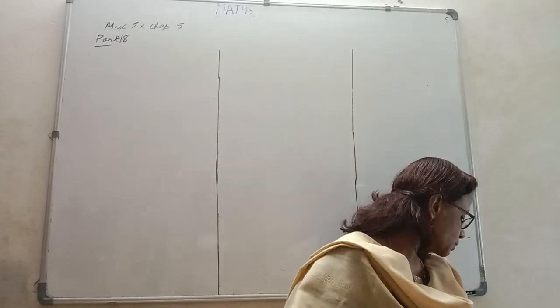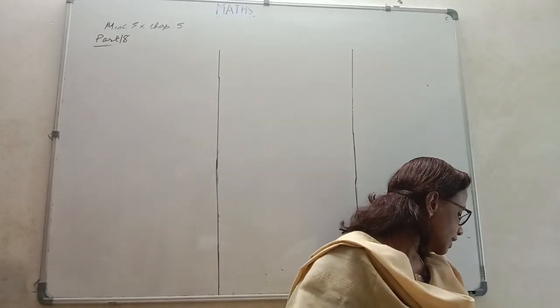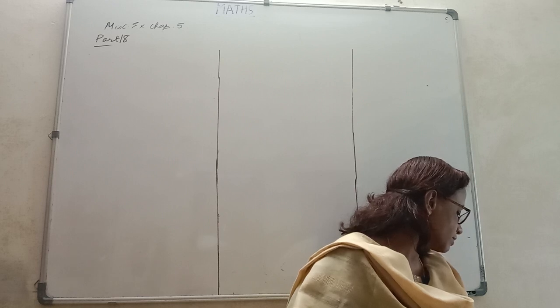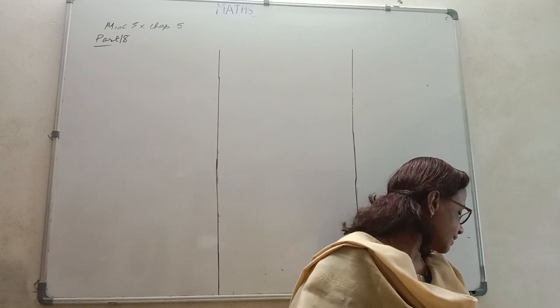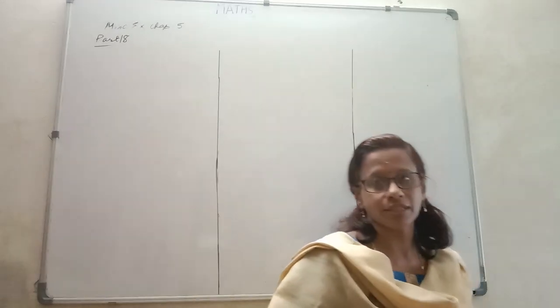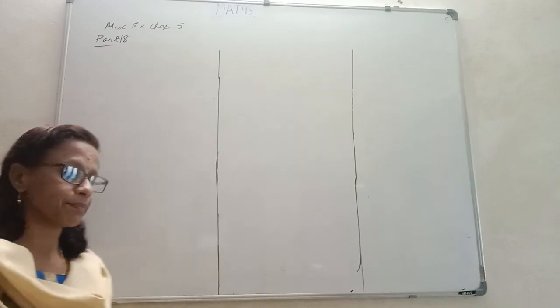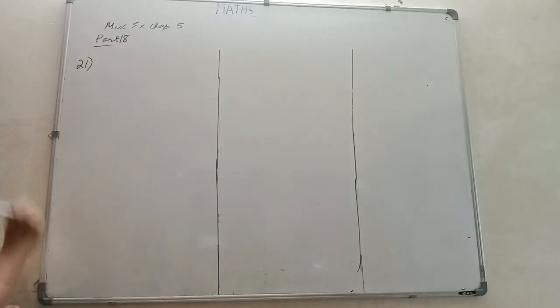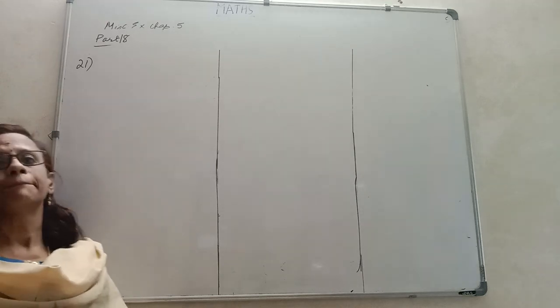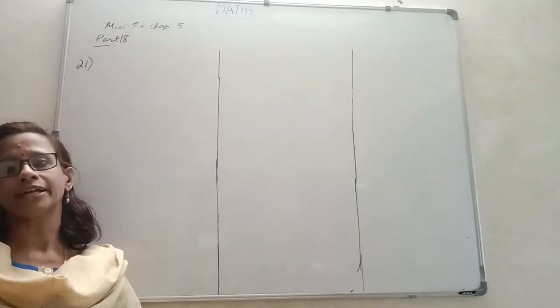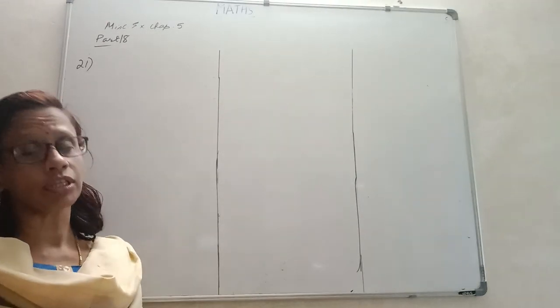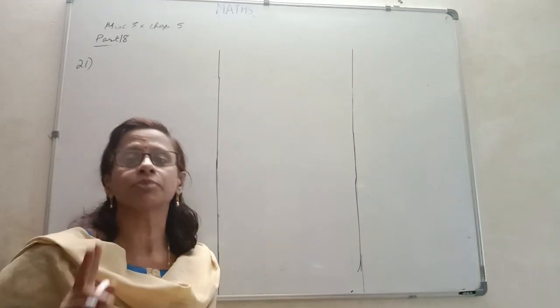Question number 21 says: does there exist a function which is continuous everywhere but not differentiable at exactly 2 points? Justify your answer. They have made the question really precise, so we have to give a precise example. They say to state a function which is continuous, but it should not be differentiable exactly at 2 points.